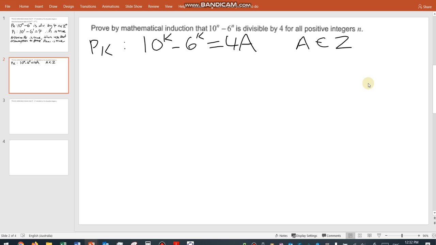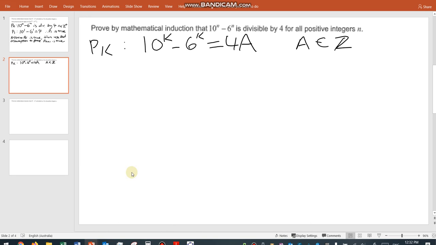It doesn't even have to be a positive integer. a is just some integer, so it's the set of all integers Z. a is some whole number. So if it equals 4 times a whole number, we know it's going to be divisible by 4. Okay, so this is our proposition for when n equals k.